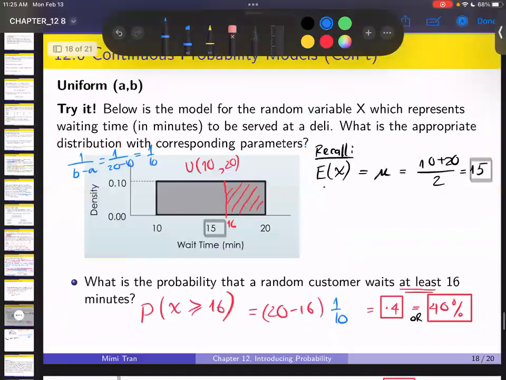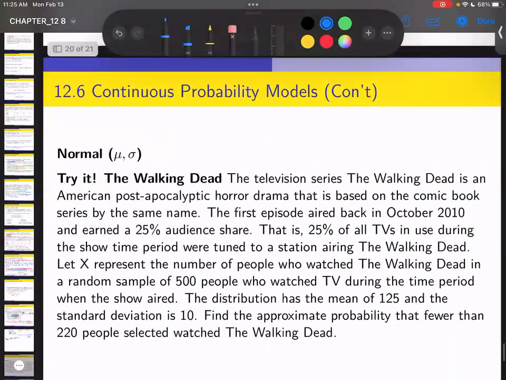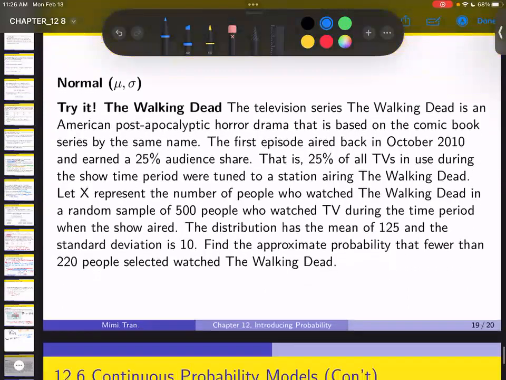All right, last one. The Walking Dead. Do you guys watch The Walking Dead? Yeah, I watched the first season and then that's it. Too long. But it was good. I like the first season.